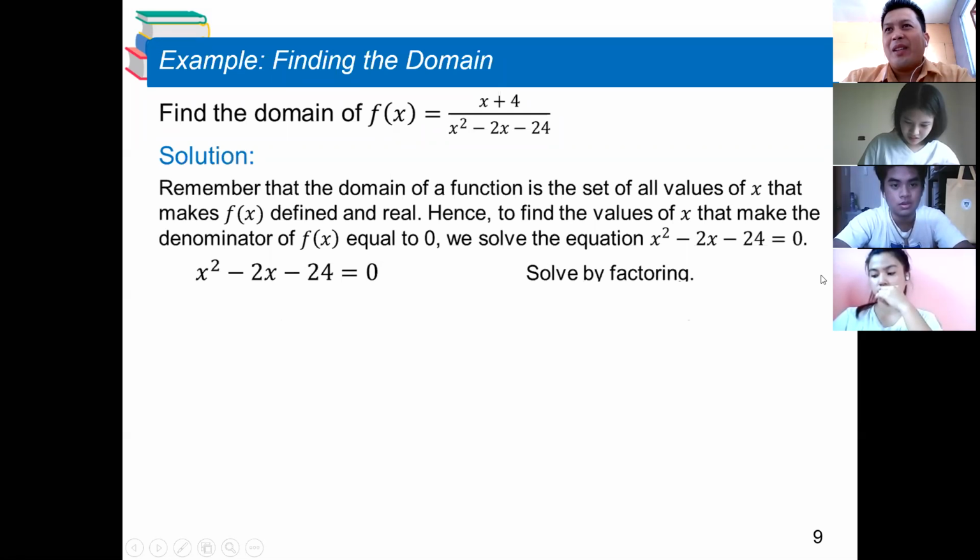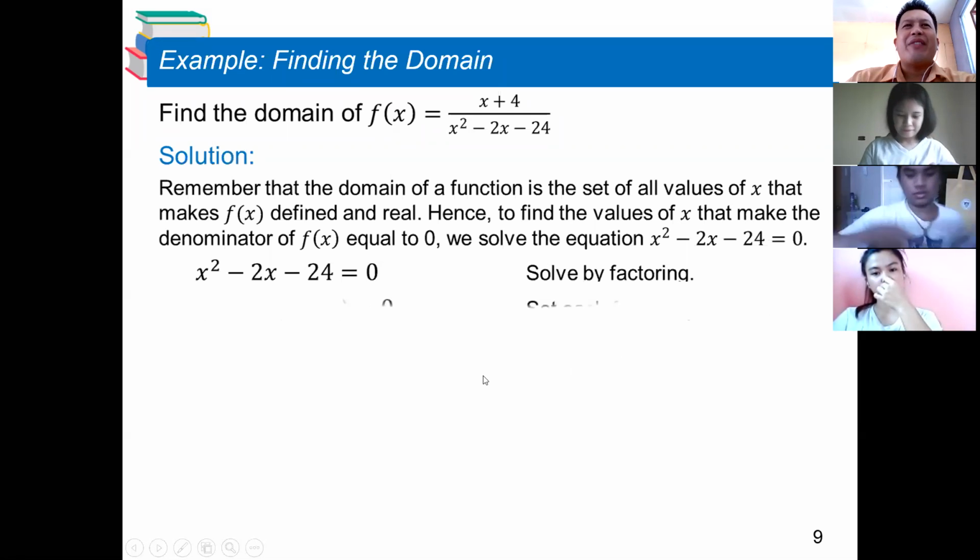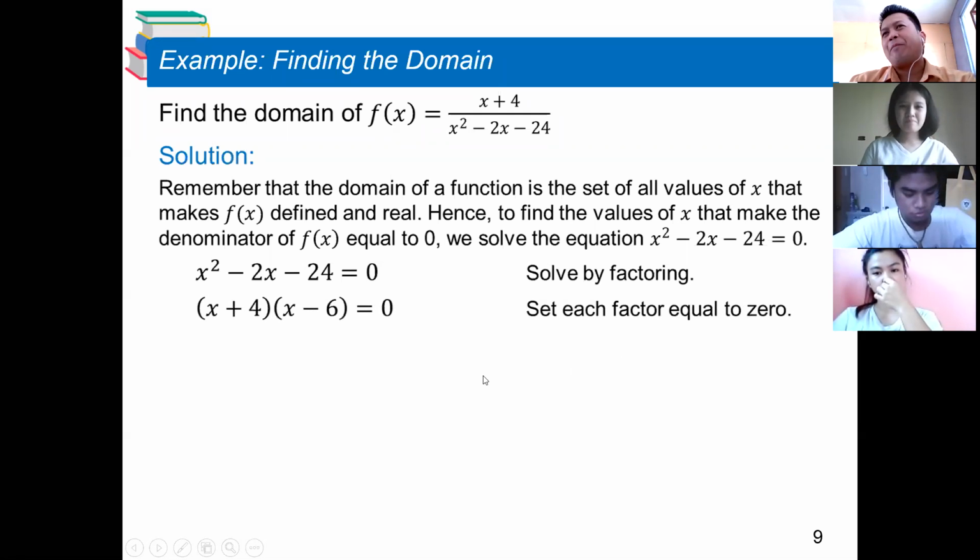Thank you, Alan. You really want to help Lucia, Alan. Very good, Alan. X plus 4 and x minus 6. Wala ko ibang meaning doon, ha? Okay, so we have the factors which was said by Alan. X plus 4, x minus 6. Thank you, Alan.